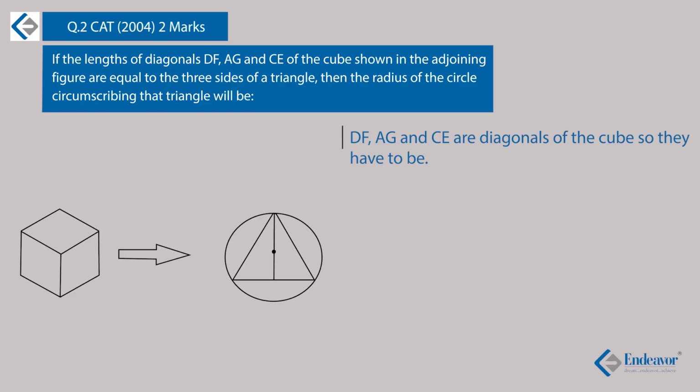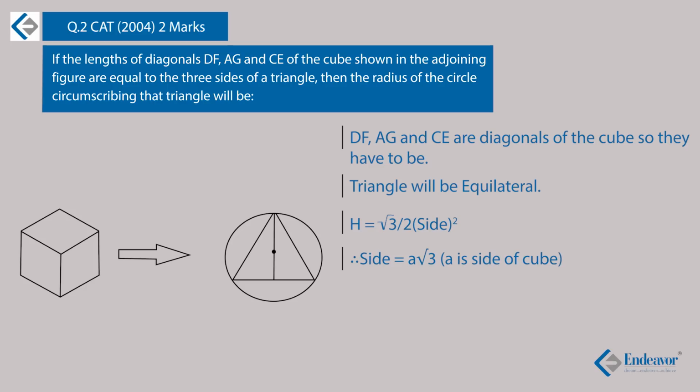That simply means that if DF, AG and CE are the sides of the triangle, then the triangle will be an equilateral triangle. We also know that in an equilateral triangle, the height is equal to root 3 by 2 times the side. But this side, of which the triangle is being formed, is the diagonal of the cube. And if I assume that the cube is of side A, then the diagonal will be A root 3. And this A root 3 will become the side of the equilateral triangle. Therefore, the height of the equilateral triangle will be root 3 over 2 times A root 3.